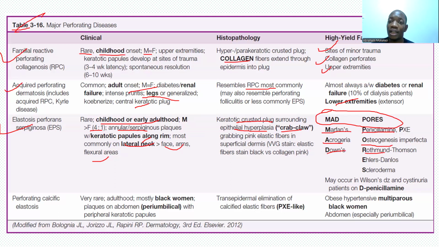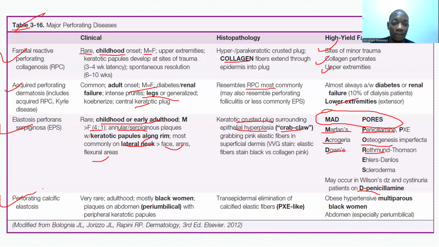Then it can also occur in Wilson's disease or even cystinuria, where patients are being started on D-penicillamine. So because of this drug, at least remember that it is one of the drugs that has been linked to a perforating disorder, penicillamine. Then the last one is what we call the perforating calcific elastosis.